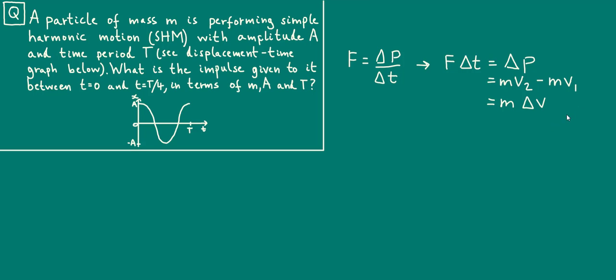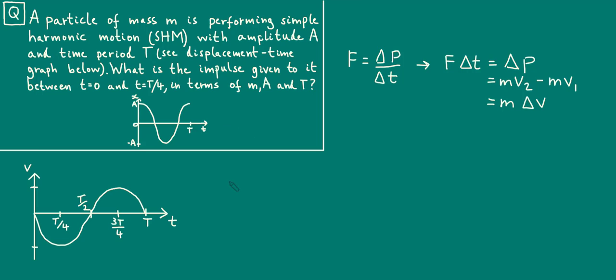Recall that the velocity of the particle is given by the gradient of the displacement time graph, and will look something like this. Now remember, the displacement time graph is a cosine graph, so the displacement is given by the amplitude multiplied by cosine of omega t, where omega, the angular frequency, you'll recall, is equal to 2 pi divided by the time period, capital T.